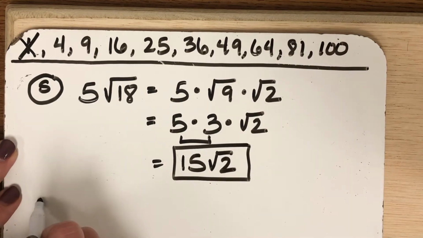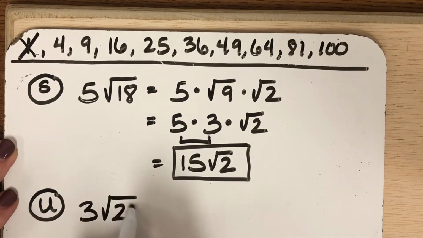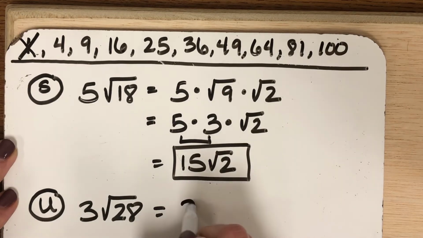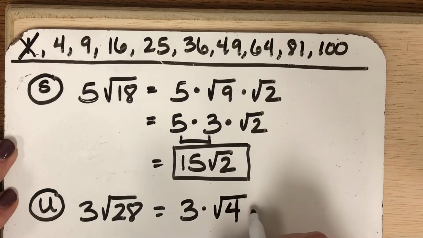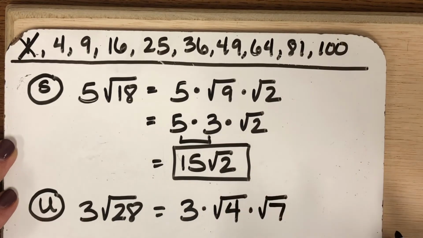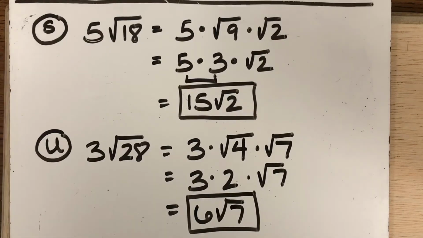Let's go ahead and do the next problem. Problem U, 3 times the square root of 28. Again, 3 is my whole number, so that's fine, but I want to simplify this square root of 28. Let's see, 28, that is 4 that I can factor out. And then the square root of 7 is my leftover. The square root of 4 is 2. So 3 times 2 is 6, that's my answer: 6 times the square root of 7.